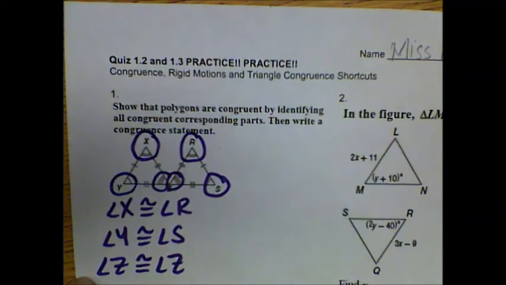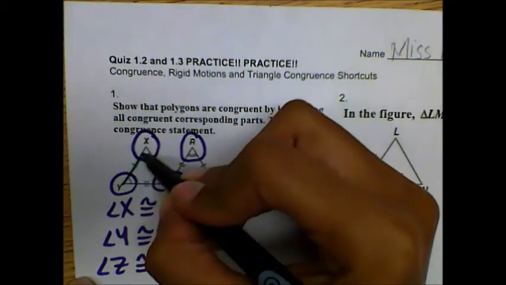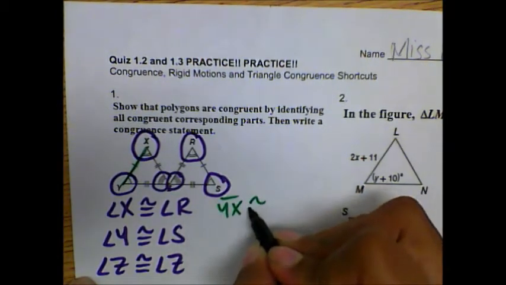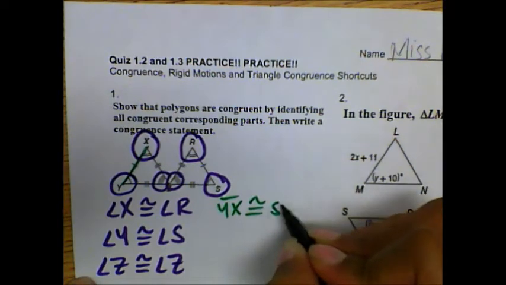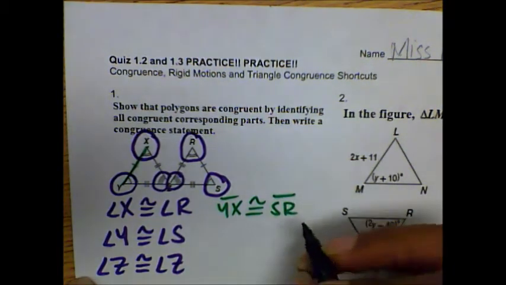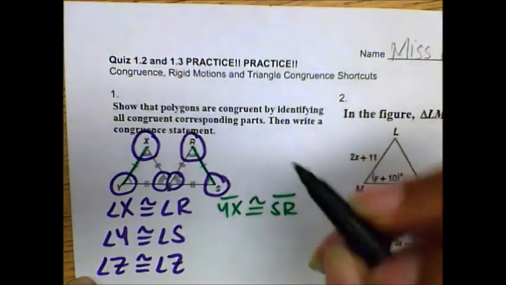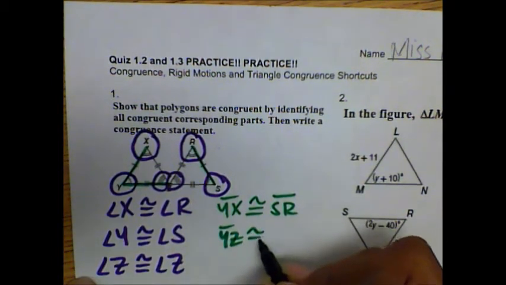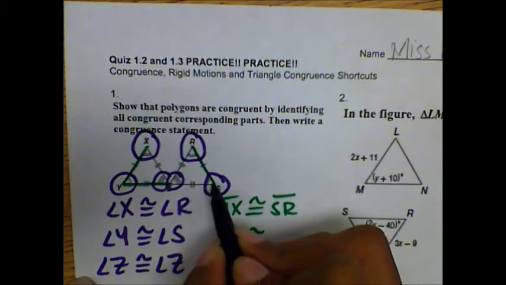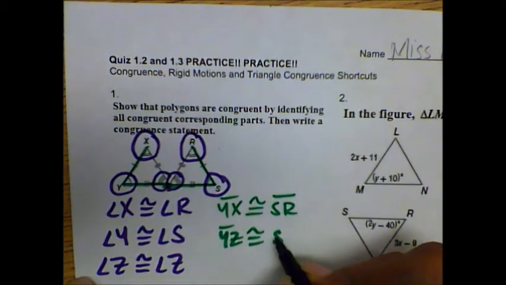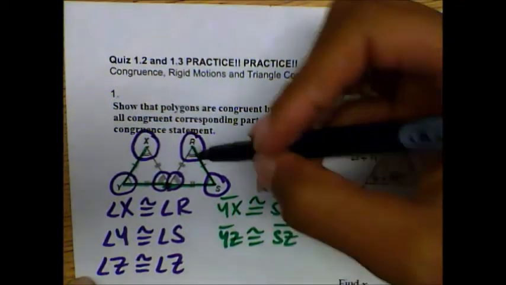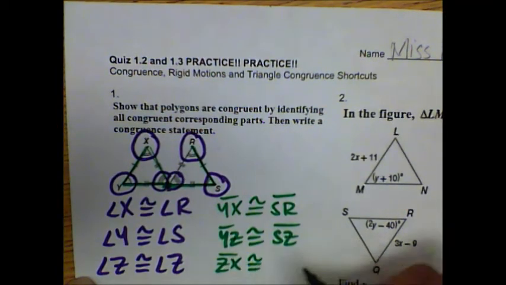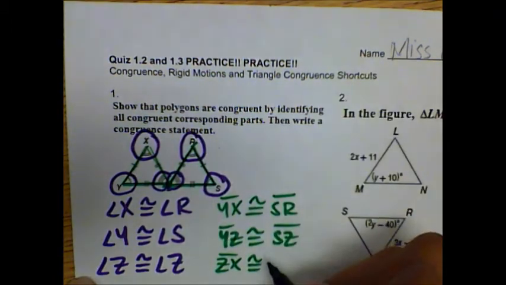First, I'm going to do side YX, and side YX is congruent to side SR. Side YZ is congruent to side SZ, and side ZX is congruent to side ZR.